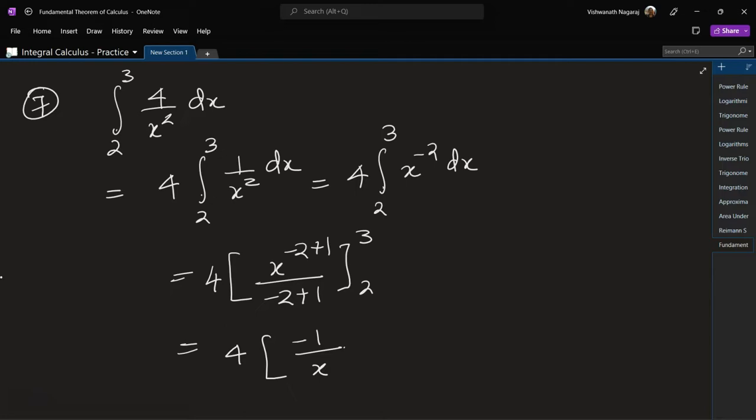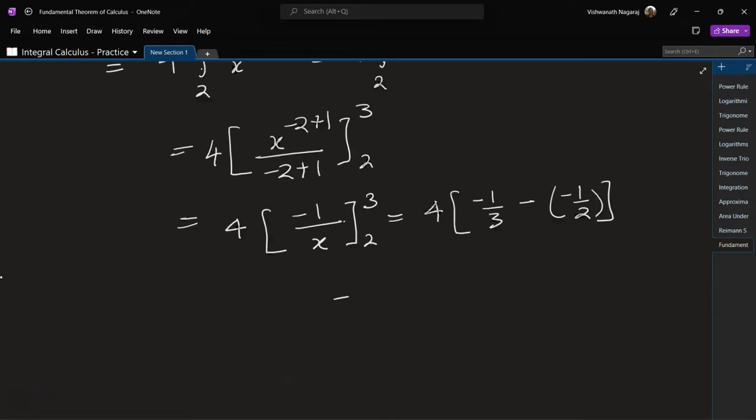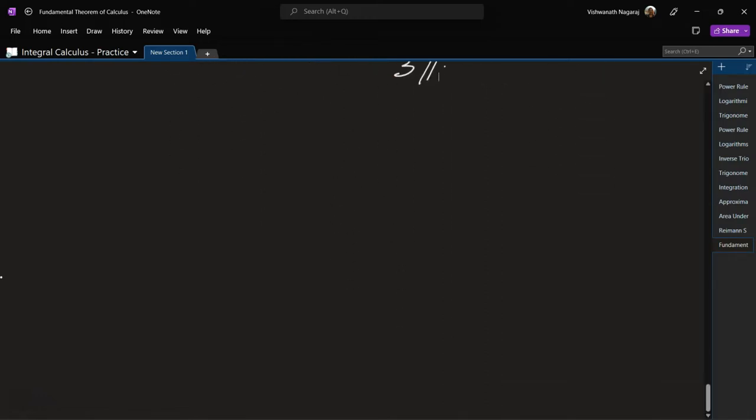So x from 2 to 3, which gives us 4 times minus 1 by 3 minus 1 by 2, which gives us minus 4 by 3 minus times minus plus 4 by 2, which gives us 6 minus 4, that is 2 by 3. So that is the result.